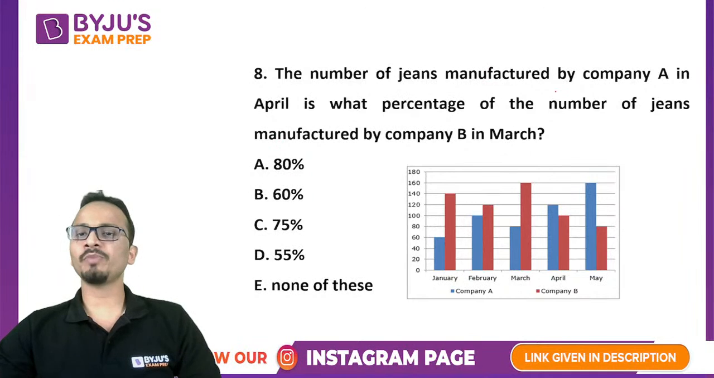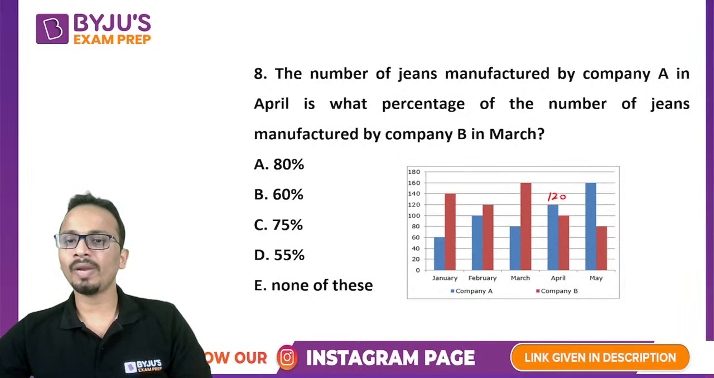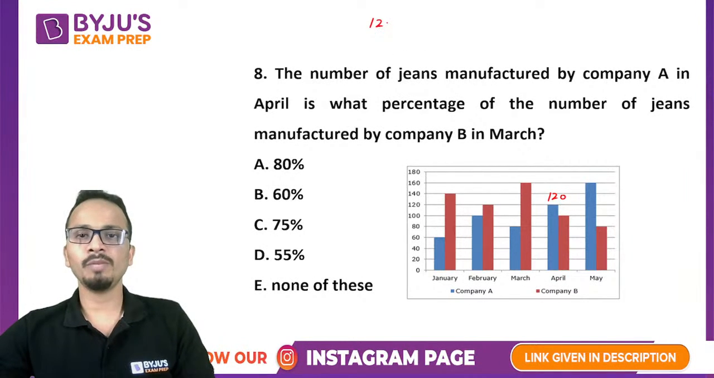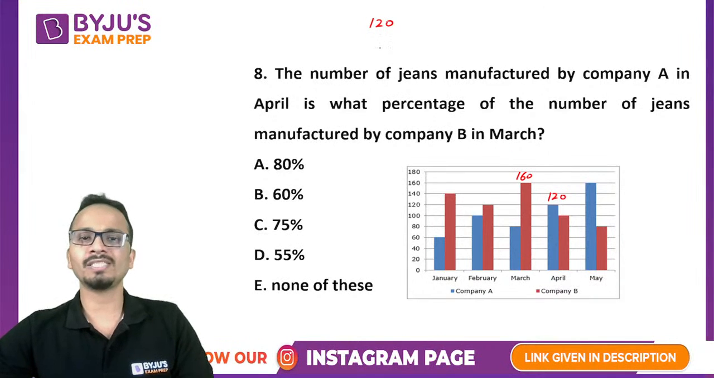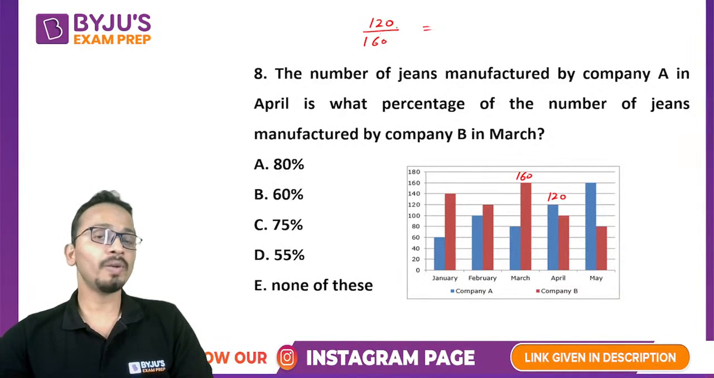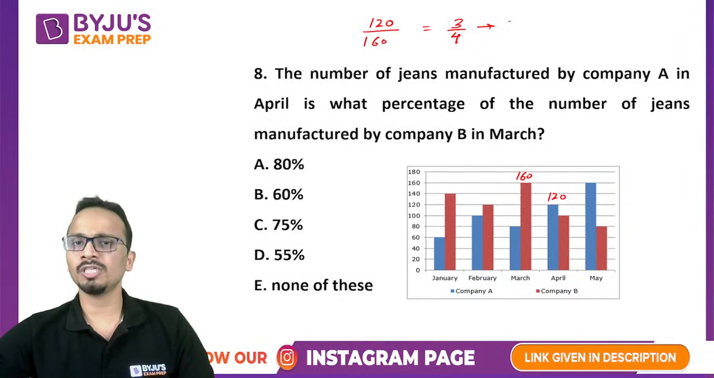Okay, the number of jeans manufactured by company A in April. So company A in April, it is 120. So numerator will be 120. Is what percentage of the number of jeans manufactured by company B in March? So company B in March, it is 160. So we need to calculate this percentage. 120 upon 160 is 3 upon 4, and 3 upon 4, if I convert it into percentages, it will come out to be 75%.